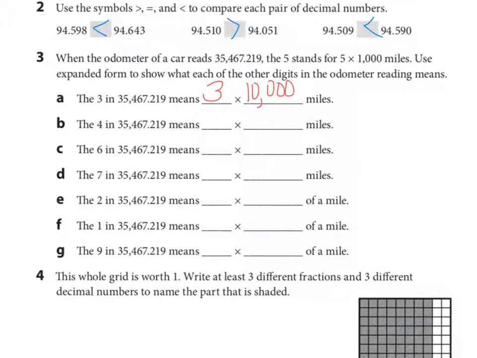What does the 4 represent? 4 times 100. The 6 is 6 times 10, because it's in the tens place. 7 times 1. 2 times 1/10. The 1 is 1 times 1/100th. And the 9 is 9 times 1/1,000th of a mile.